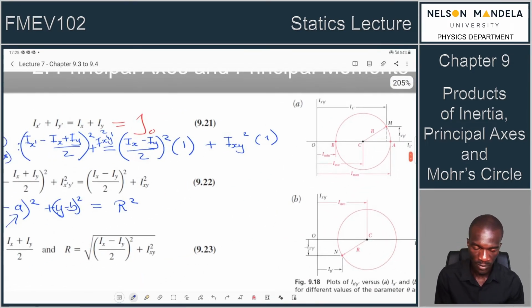Then our R, our radius. We said our radius is this right-hand side term. So for us to just find R, we would have to take a square root. So the square root is now the square root of all this that's on the right-hand side there. That's why we have this square root.